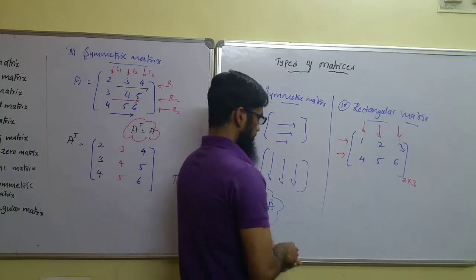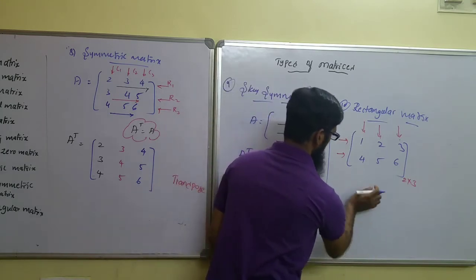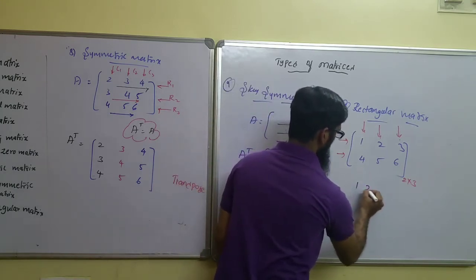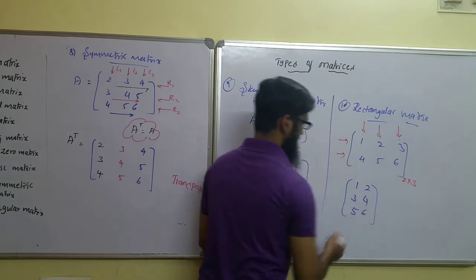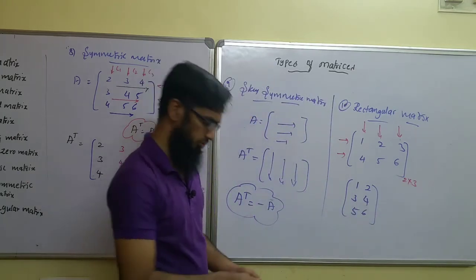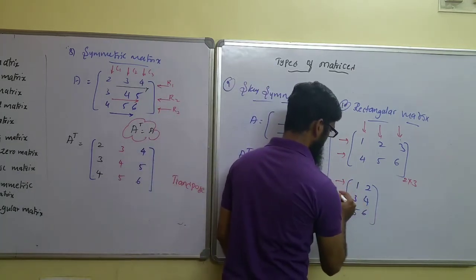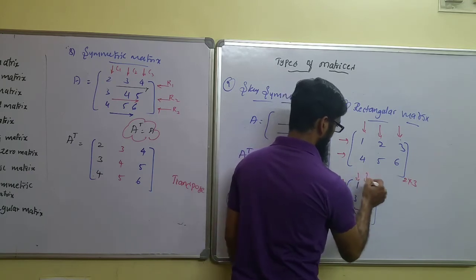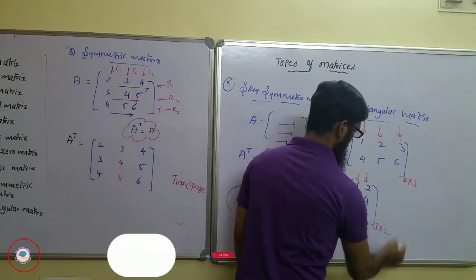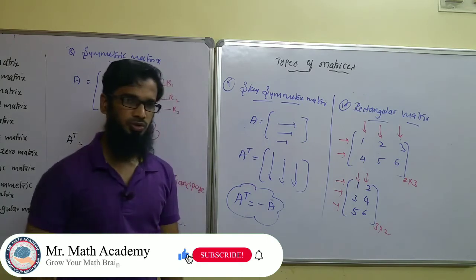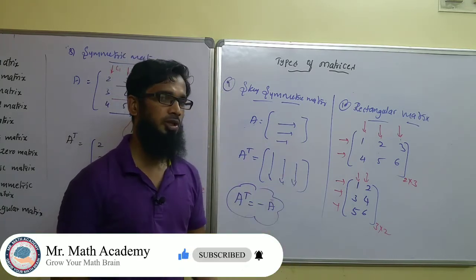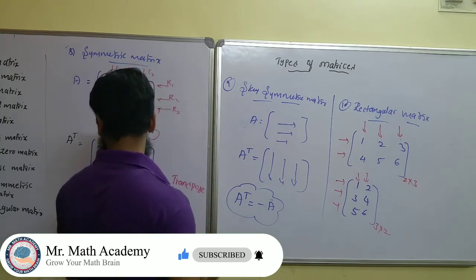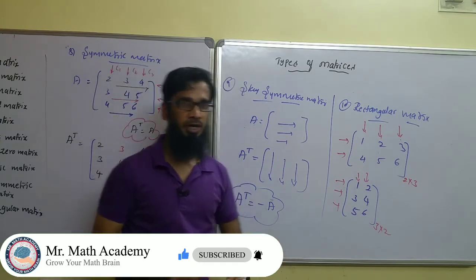Again, if I take one more example, it might be 1 2 3 4 5 6, like that. How many rows? You can just see here 3 rows are there, 1 2 3, and 2 columns are there, so it becomes 3 cross 2. Again here also the rows and columns are different. So this is also one example of the rectangular matrix. I hope you are getting the basic types of matrix over here.